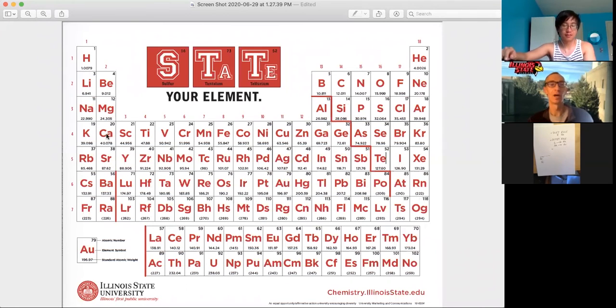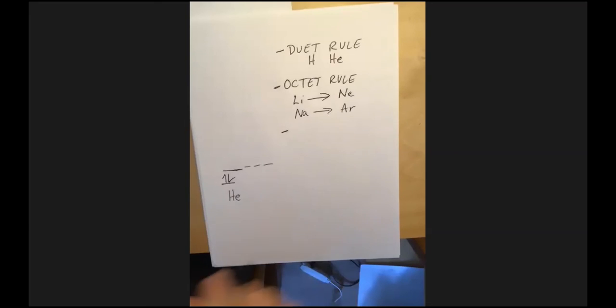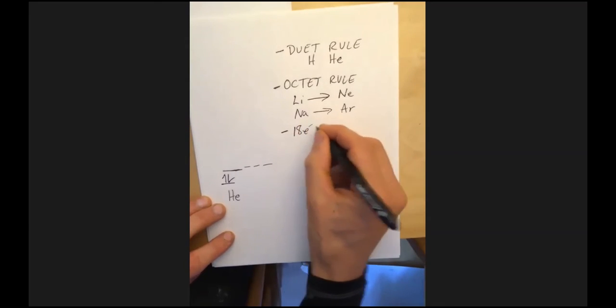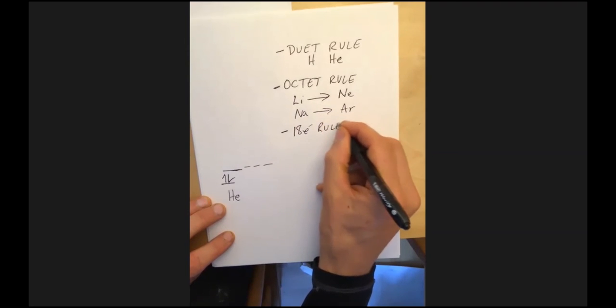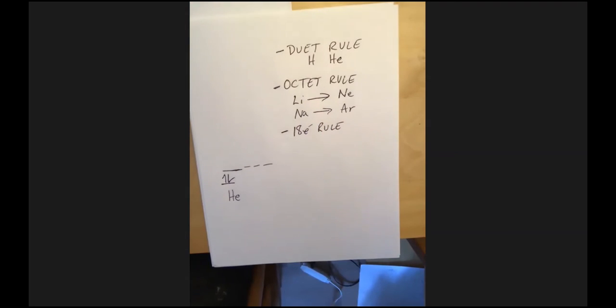So here we go. 1, 2, 3, 4, 5, 6, 7, 8, 9, 10, 11, 12, 13, 14, 15, 16, 17, 18. And this is called the 18 electron rule. And it manifests itself in a couple of different places that we see in chemistry, but it's the 18 electron rule. And it works for the exact same reason that the duet rule worked, and exactly the same reason that the octet rule works.